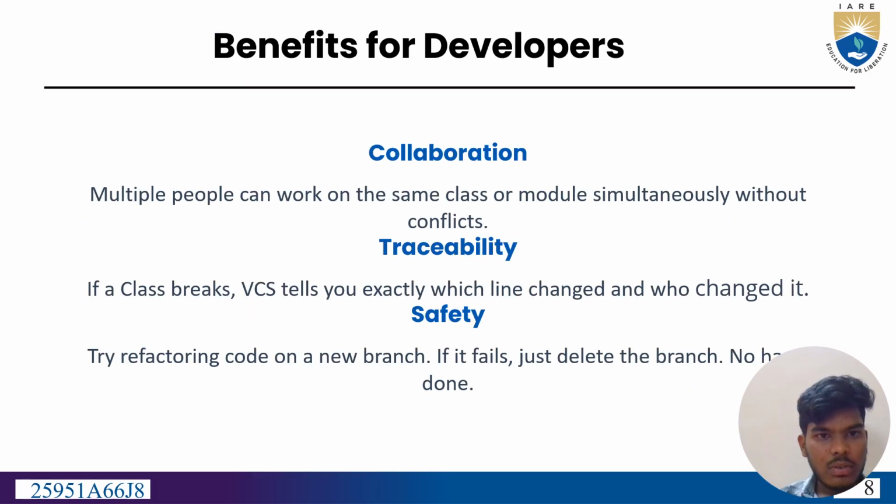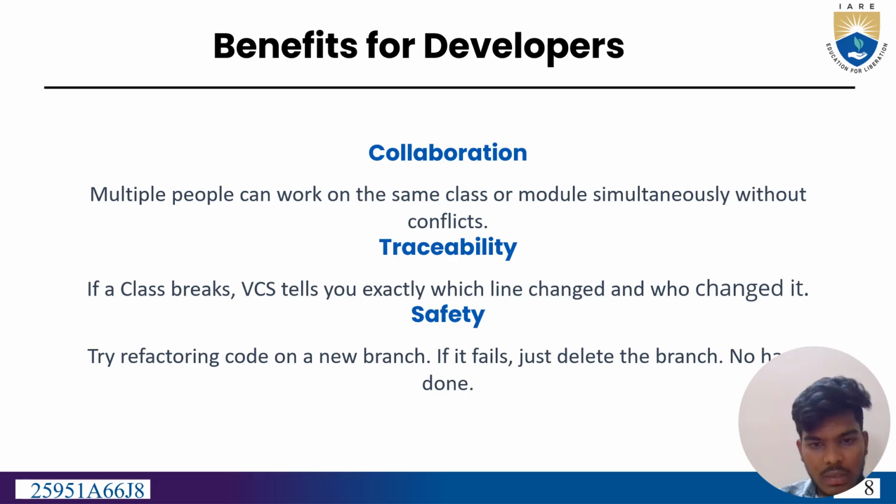Next, what are the benefits for developers? Here we can see there are three types of benefits: the first is collaboration, the second is traceability, and the third is safety. Safety is the most important of these. Collaboration means multiple people can work on the same class or module simultaneously without conflict. Traceability means that if a class breaks, the VCS tells you exactly which line changed and who changed it.